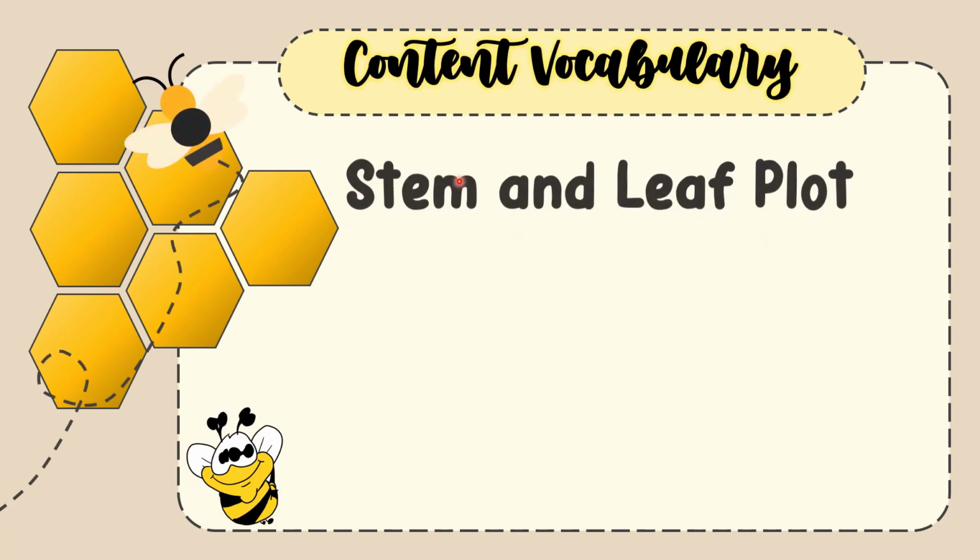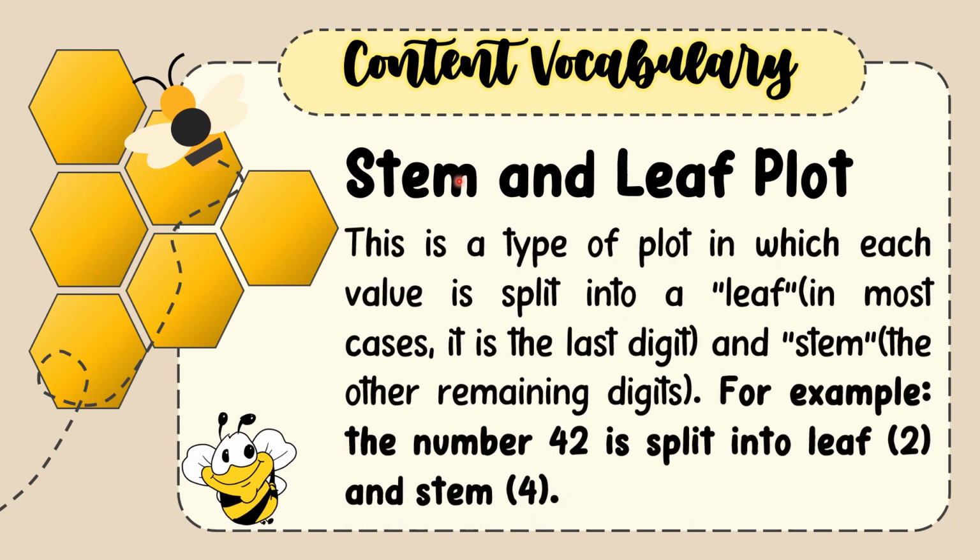Stem and leaf plot. This is a type of plot in which each value is split into a leaf and a stem. In most cases, the leaf is the last digit, and the stem is the other remaining digits. For example, the number 42 is split into leaf, which is the number 2, and the stem, which is the number 4. So that is a stem and leaf plot. So let's have an example of a stem and leaf plot.